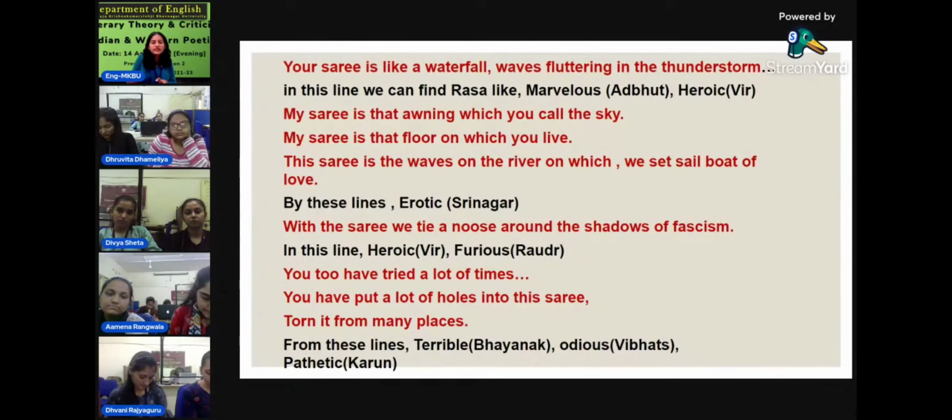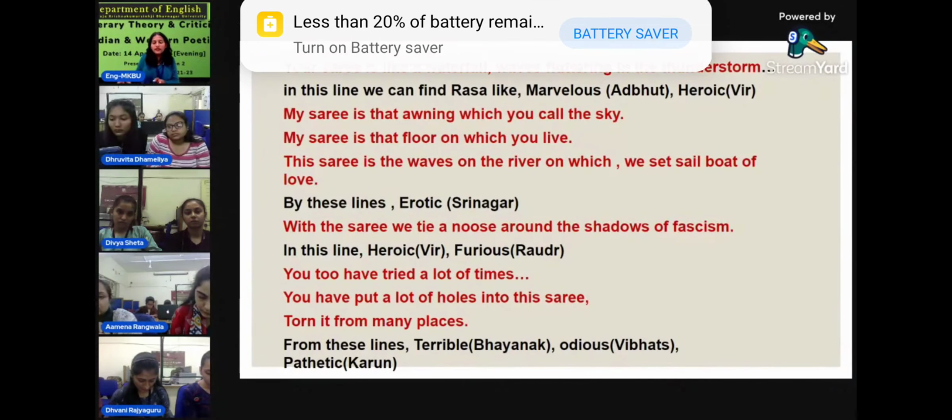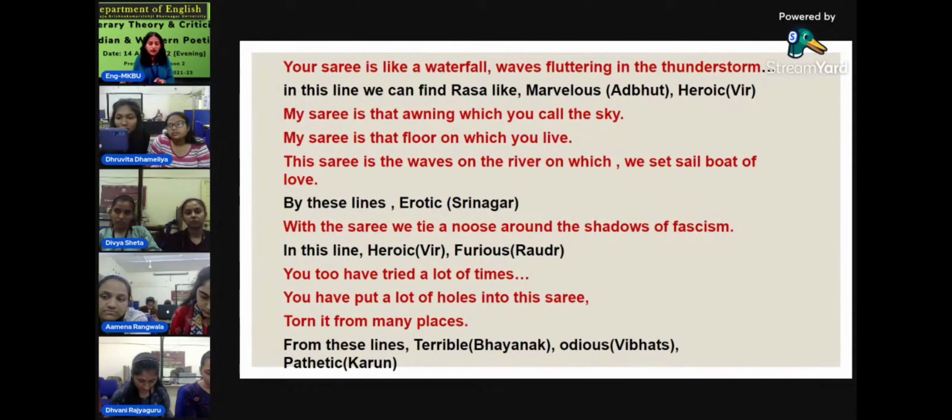So, your sari is like a waterfall, waves fluttering in the thunderstorm. The poetess is asking her mother how she is looking in the sari. So we can see how her mother replied that your sari is like a waterfall, waves fluttering in the thunderstorm. Here I have put the lines, and according to them we can see how we are getting various rasas from those lines.